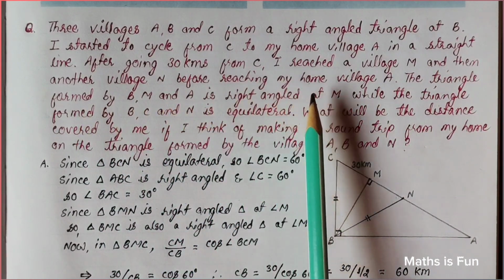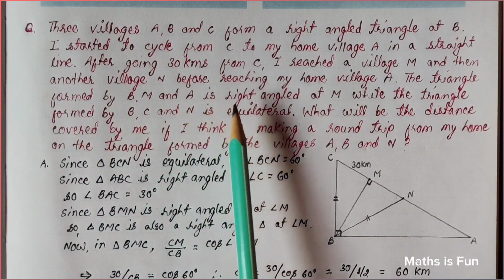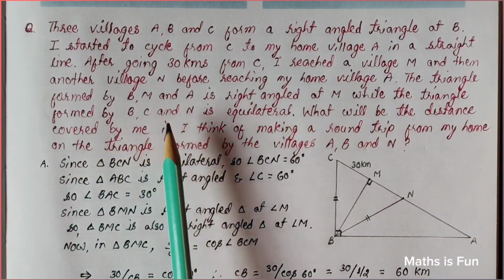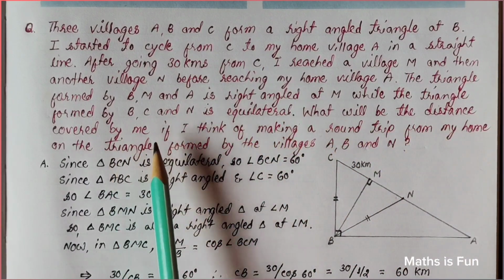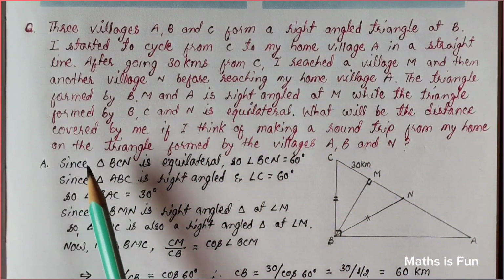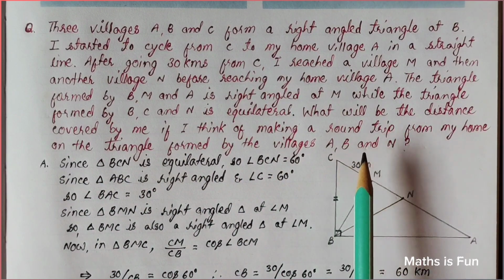Before reaching my home village A, the triangle formed by B, M and A is right angled at M, while the triangle formed by B, C and N is equilateral. What will be the distance covered by me if I think of making a round trip from my home on the triangle formed by the villages A, B and N?